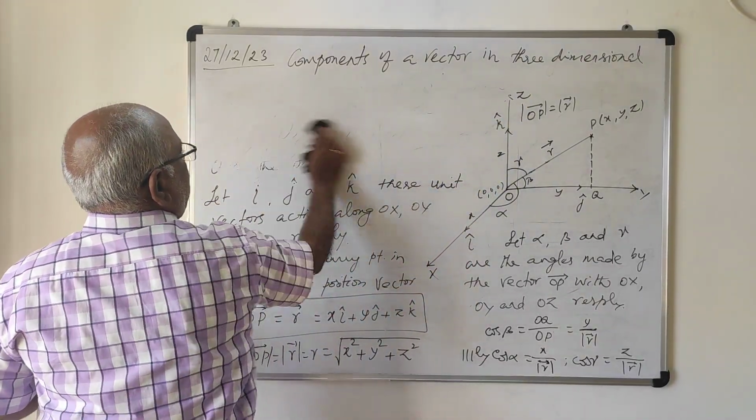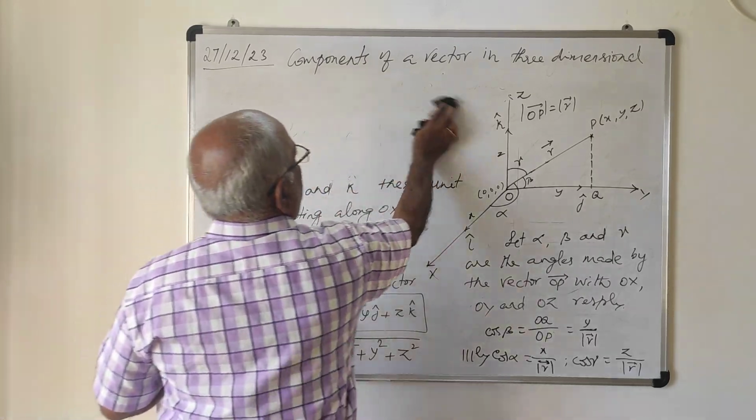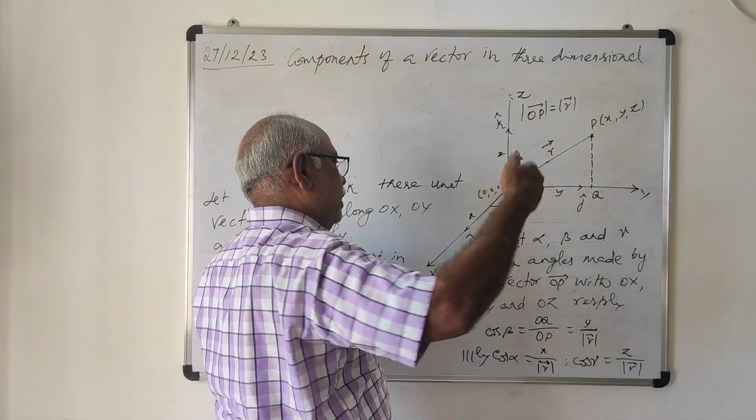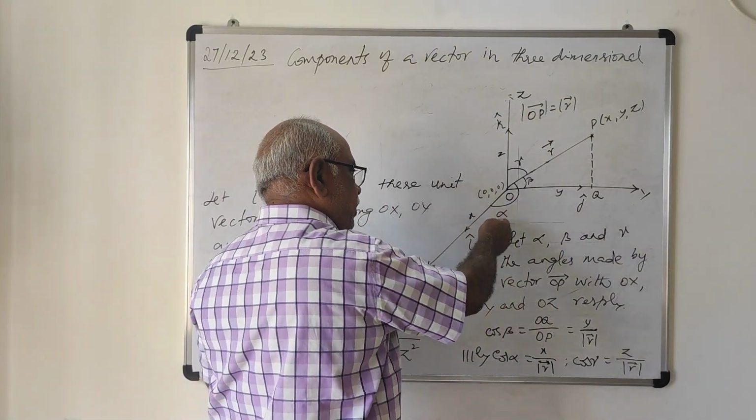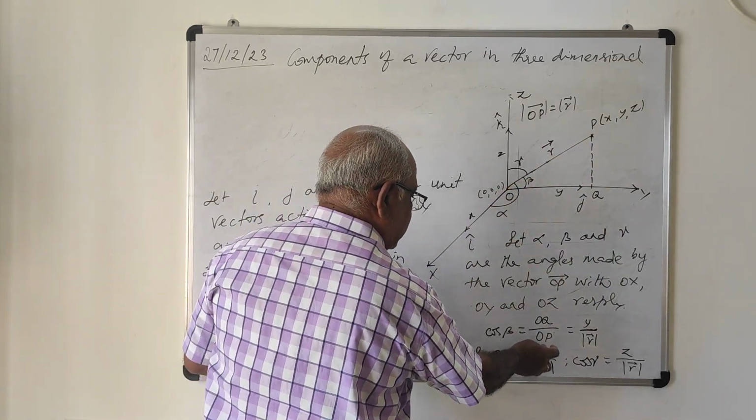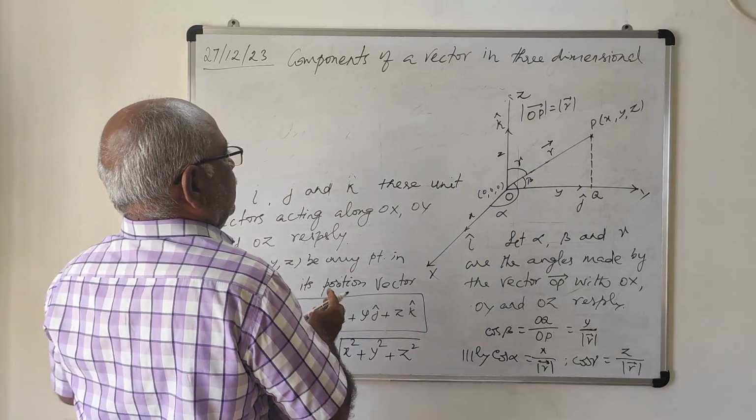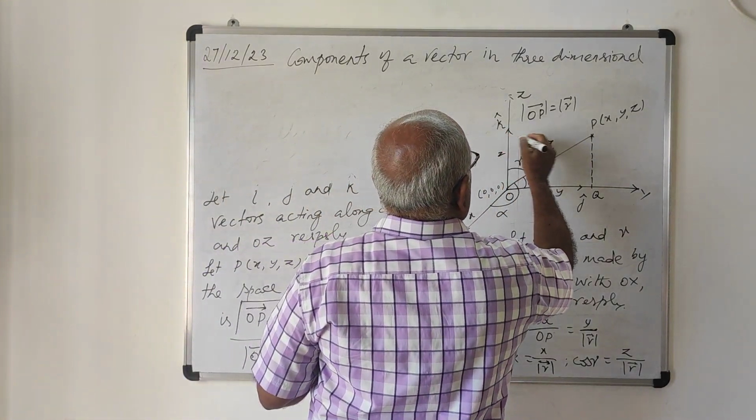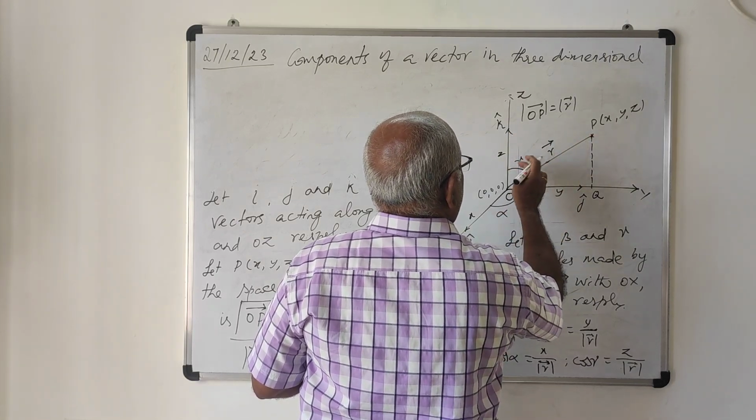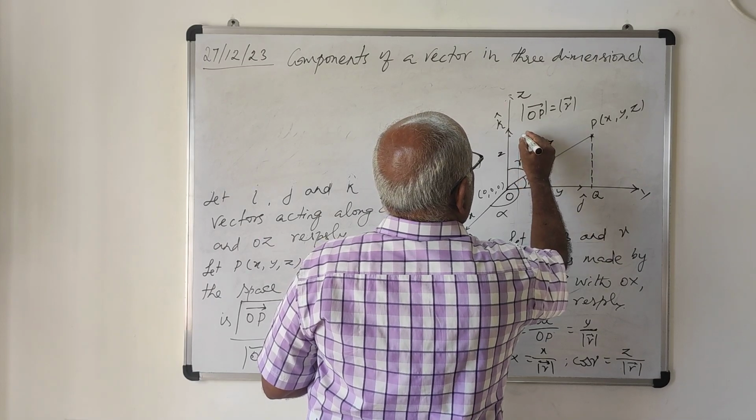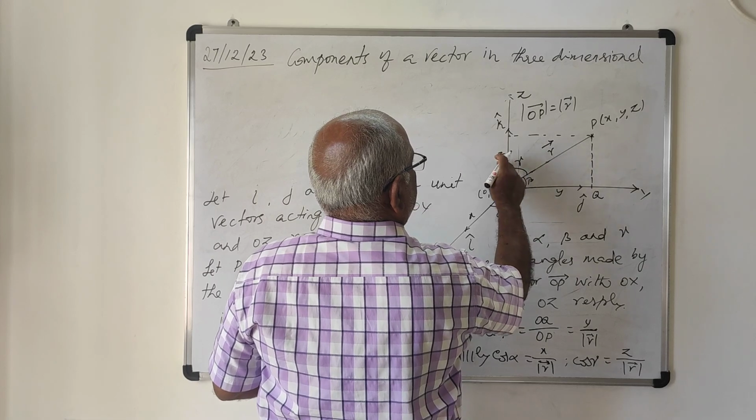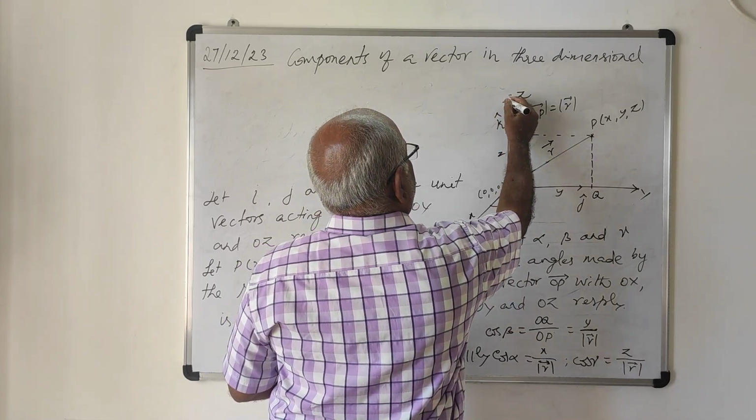Therefore, from this idea of adjacent by hypotenuse, you can project onto the x-axis like that, and you will get cos alpha, the angle made by the vector OP with the x-axis, as x by modulus of R. Similarly, if you draw a perpendicular for z, for gamma we can write z by modulus of R.